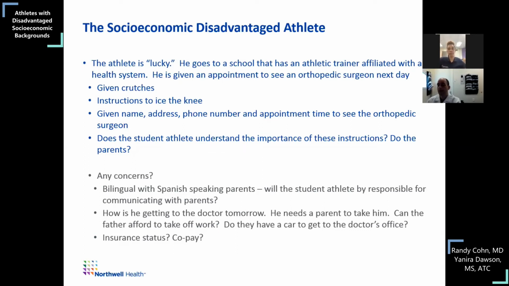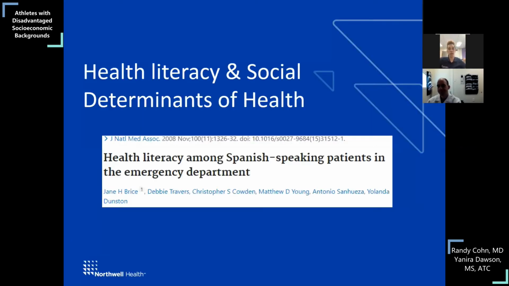Assuming they can even get to the doctor's office, what's the insurance status? Is there a copay? Can the family afford that copay? And these are issues that are always there behind the scenes when taking care of our athletes. Yeah. So all of those questions definitely take into consideration the athlete and his family's social determinants of health.